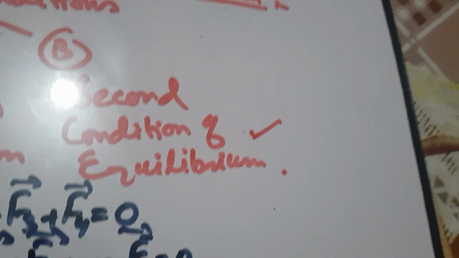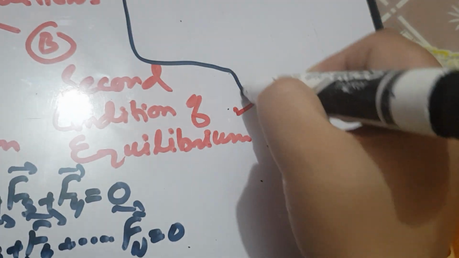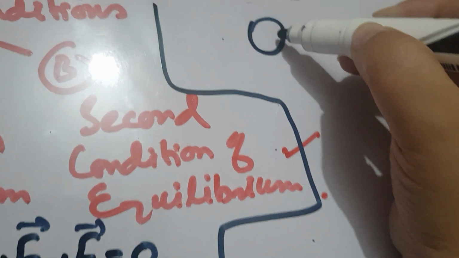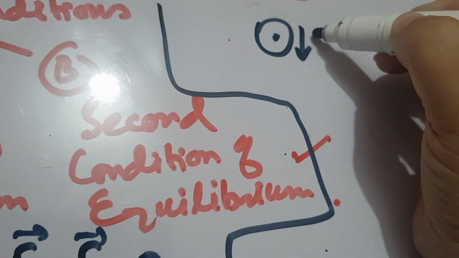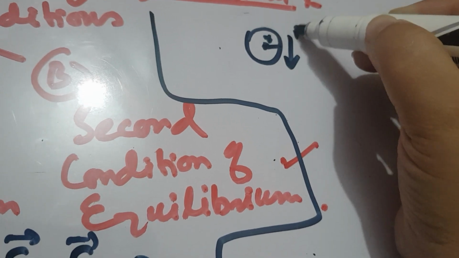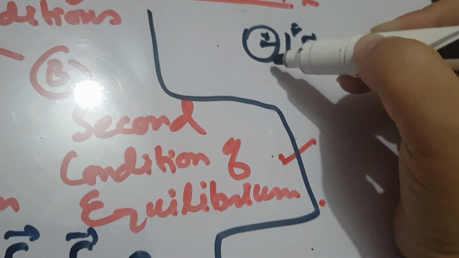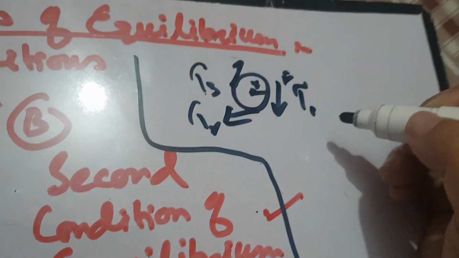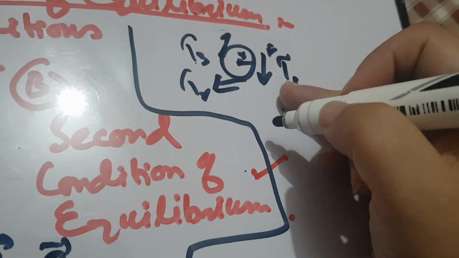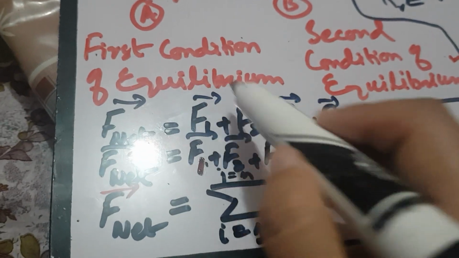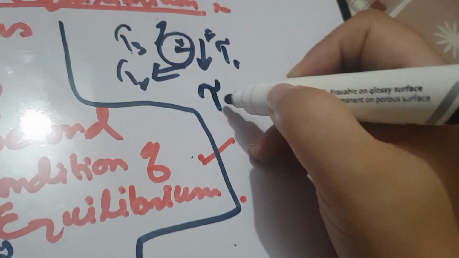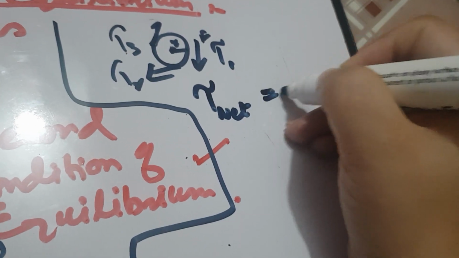For example, if the body is in a state of rotation, and this is a force acting on the body, and this is the moment arm r, this force and r combination will make torque tau 1. If there is another torque tau 2, another torque tau 3, it means there are many torques. The sum of all the forces acting on a body being 0 will give you no translatory motion. But what about rotatory motion? If the sum of all the torques acting on a body, tau net, is equal to 0.